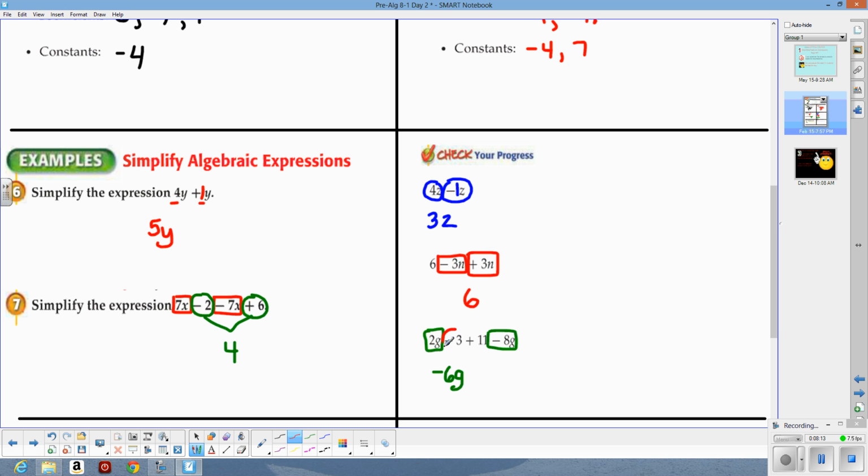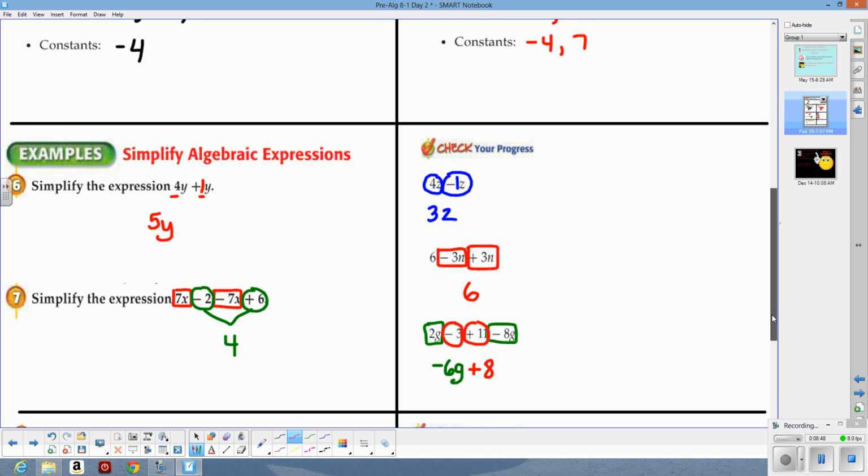Now let's move on to our constants. We have a negative 3. Don't forget the sign in front. So negative 3 and a positive 11. So negative 3 plus a positive 11. Negative 3 plus 11, that's going to be a positive 8. So negative 6g plus 8. I cannot do any more because these two things are not like terms. So my final answer is going to be left as two separate terms with the plus sign in between. So negative 6g plus 8.